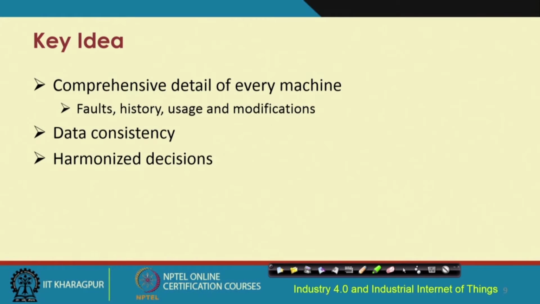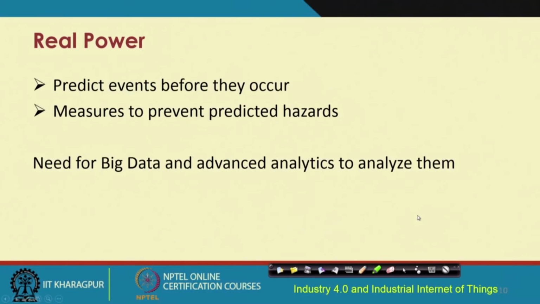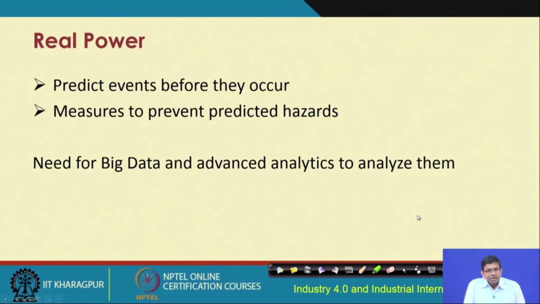Ensuring data consistency and making harmonized decisions is what a facility manager should also deal with. So, the real power of facility management is to predict the events before they actually occur and to take measures to prevent the predicted hazards. So, advanced analytics and big data management need to be implemented because the nature of the data that we deal with in facility management through the IIoT implementations is basically big data.